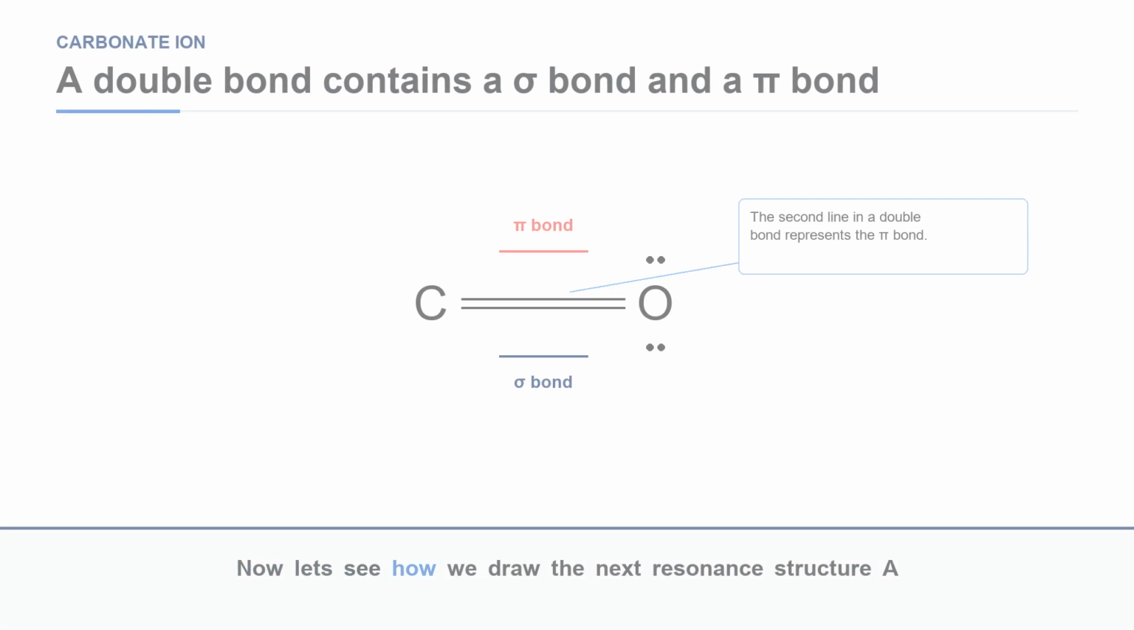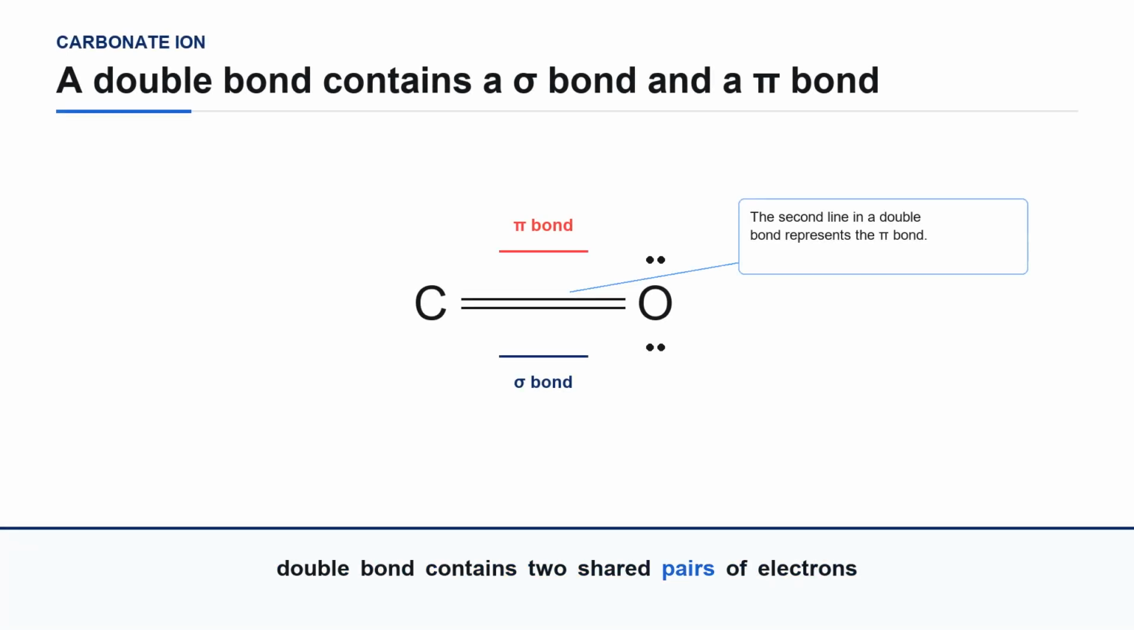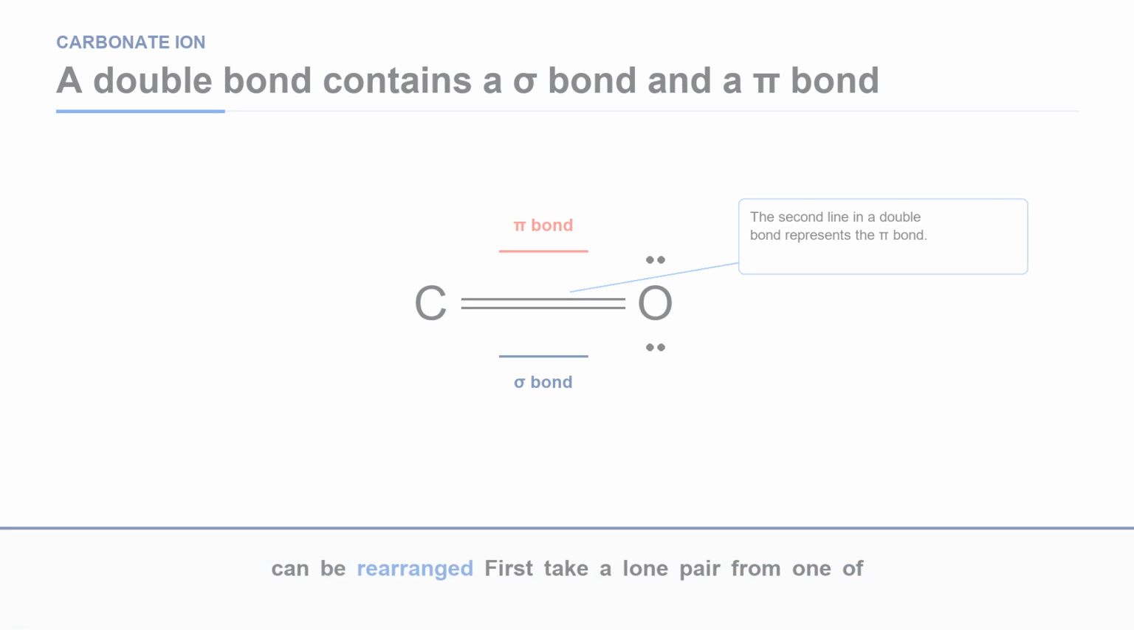Now let's see how we draw the next resonance structure. A double bond contains 2 shared pairs of electrons. The first shared pair forms the sigma bond. The second shared pair forms the pi bond. During resonance, the sigma bonds stay in place. The electrons in the pi bond can be rearranged.